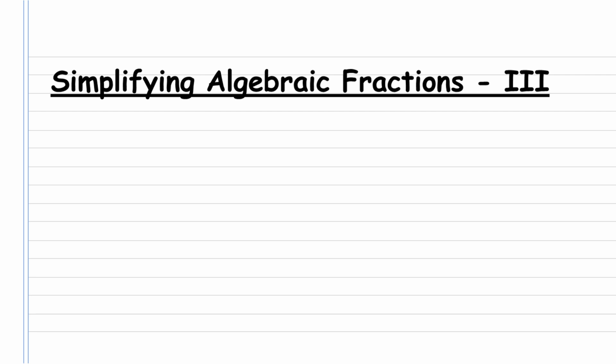In this video, we will see another method in which the numerator and denominator of an algebraic fraction are first factorized, by either taking out the common factor, or by splitting the middle term, or by using any of the algebraic identities, and then later on they are simplified. To make my point more clear, let's take a few examples.